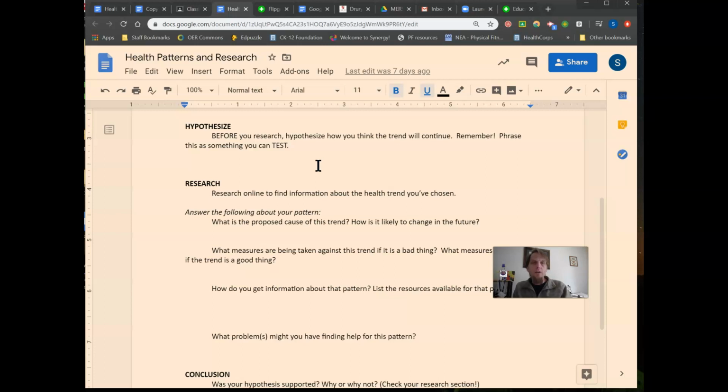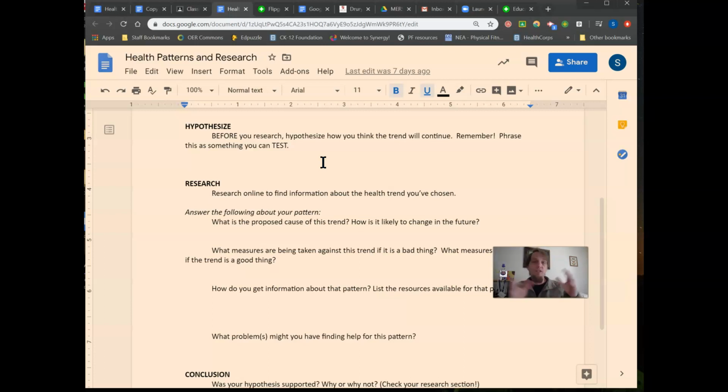Don't get bogged down in what I mean by test. It's an opinion that you can actually test. For example, I think this trend will continue probably for the rest of this year. It'll die out because people are going to find out that it causes X, Y, or Z.